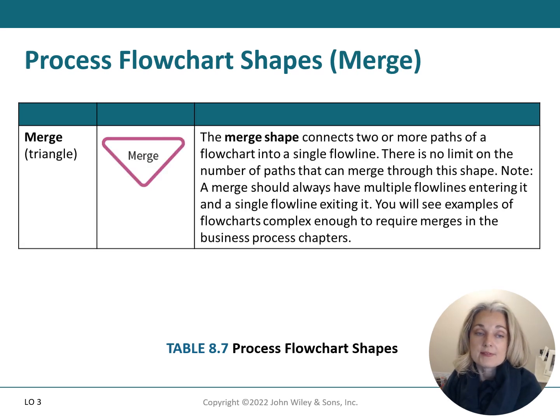We also have this downward pointing triangle or a merge shape that connects two or more paths of a flowchart into a single flow line. There is no limit on the number of paths that can merge through this shape, but please note that a merge should always have multiple flow lines entering it and a single line exiting it. You will see examples of flowcharts complex enough to require merges in our business process chapters that we are going to do in the coming weeks.